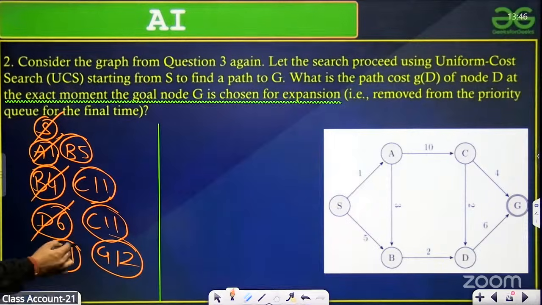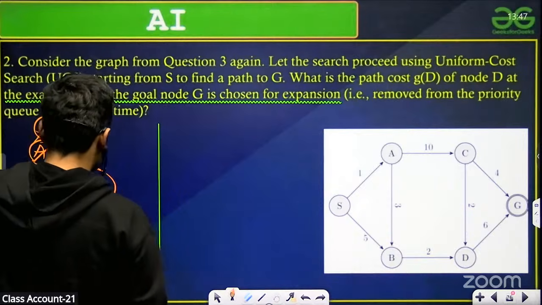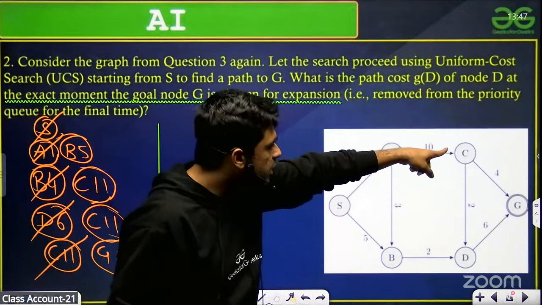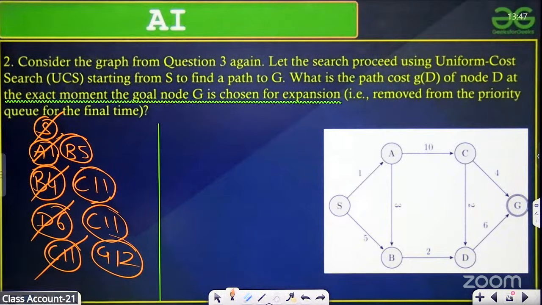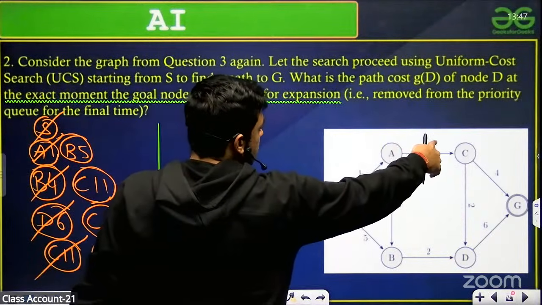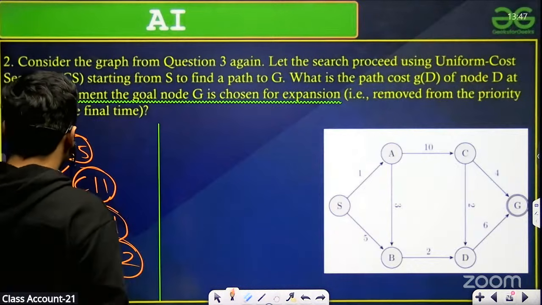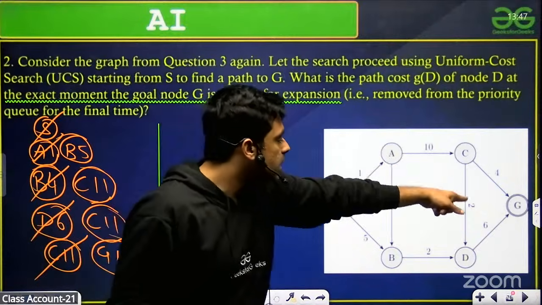Now I would be cutting C11. C has again two children, D and G. So at what cost can I reach D? 10 plus 1 is 11, 11 plus 2 is 13. But I already reached D at a cost of 6, so I won't be taking a longer path to reach D.